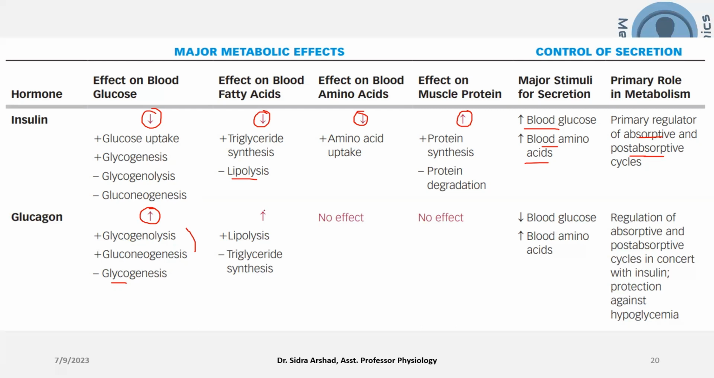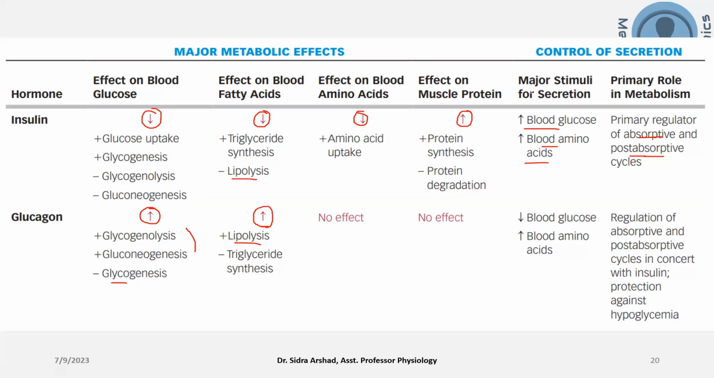Its effect on blood fatty acid levels is that it causes lipolysis. So the lipolysis is going to promote the use of fatty acids for energy purposes. It also inhibits triglyceride synthesis. It is actually causing the breakdown of fat, so the fatty acids are being increased in the blood. It does not have that much effect on blood amino acids. It is actually causing gluconeogenesis, utilizing these amino acids, and does not have much effect on muscle protein.